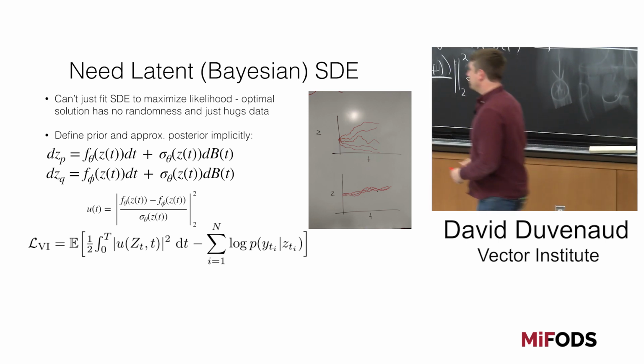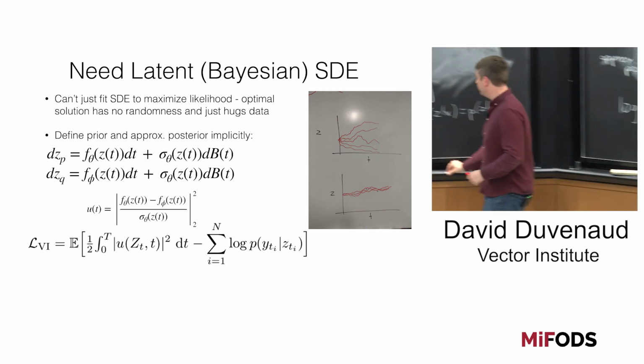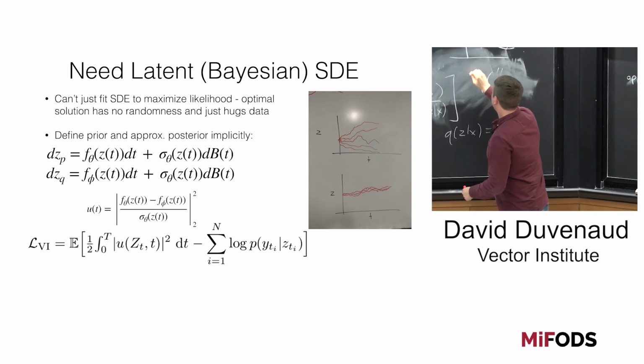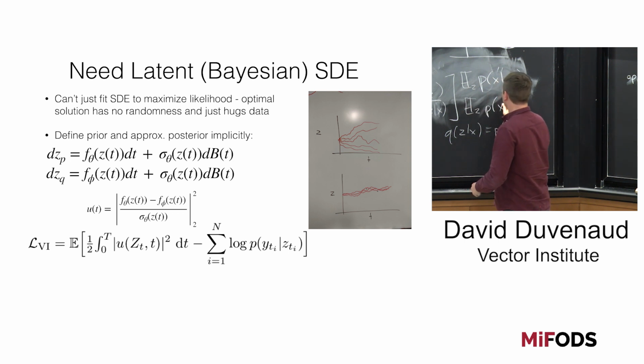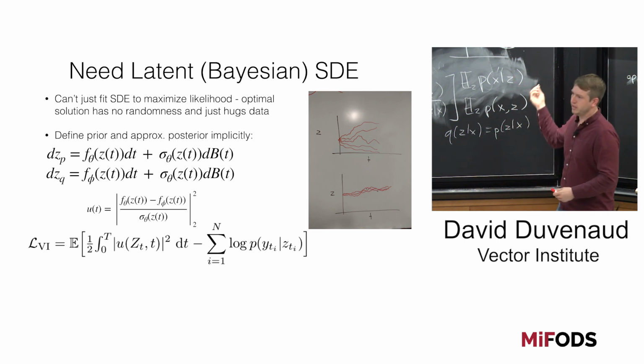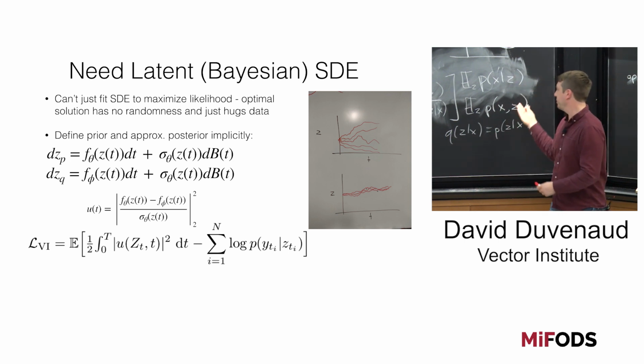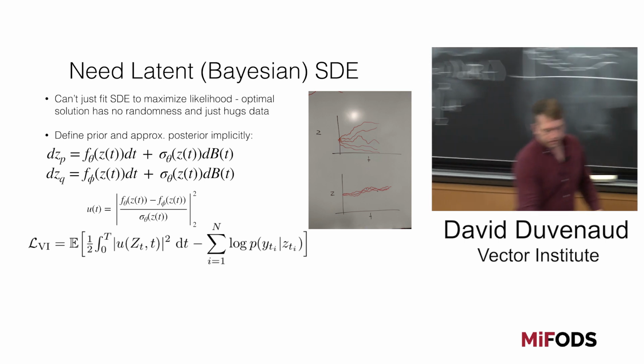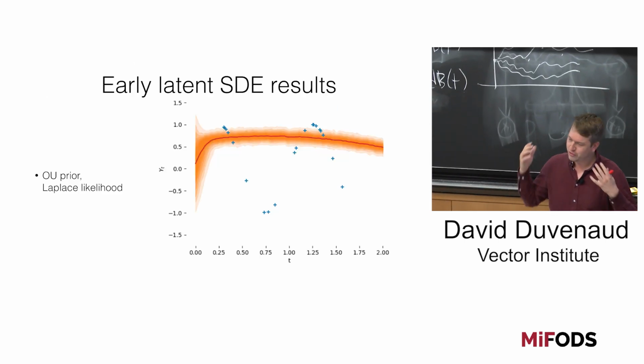Yeah. So just to be clear, what he's asking about is, I'm saying don't maximize the expectation over Z of P of X given Z. Maximize the expectation over Z of P of X comma Z. That's what we're doing now. We're incorporating the prior. Yeah. Good question.